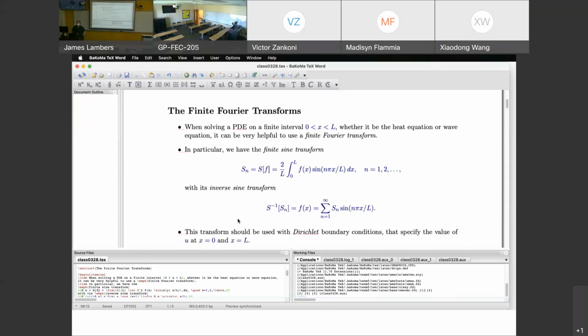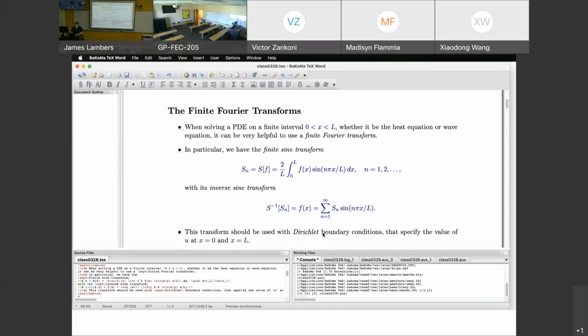Now, this transform, as we've seen before, should be used if you have Dirichlet, also referred to as type 1, boundary conditions, where the value of the solution is specified at the endpoints. That's just because sine n pi x over L satisfies those same boundary conditions. If you plug in x equals 0 or x equals L, you'll get 0.